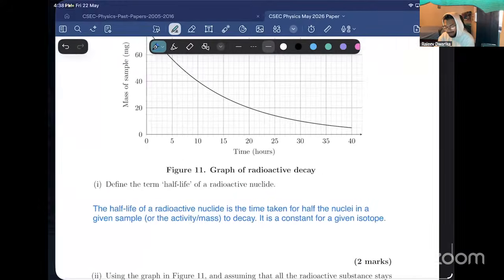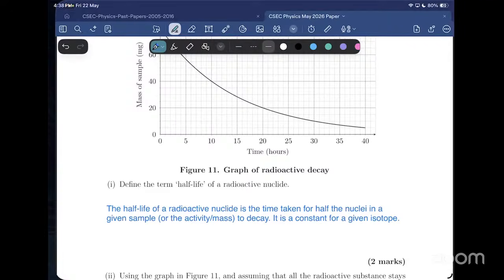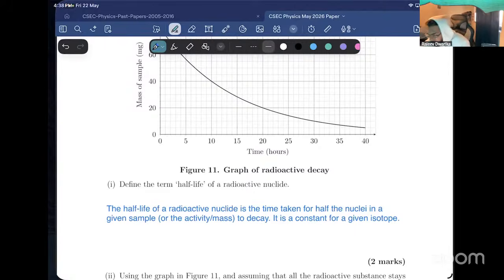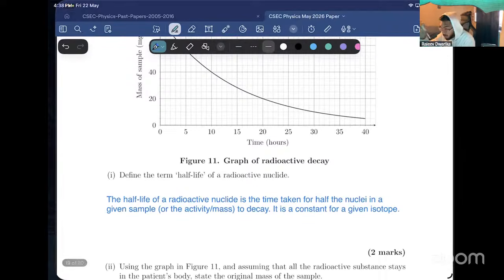A more concise definition would be: the half-life of a radioactive nuclide is the time taken for half the nuclei in a given sample, or the activity or mass, to decay. It is a constant for a given isotope. If you put some of the keywords, you'll still get a mark. If you have a radioactive nuclide, it will decay, and we're just trying to measure the time it takes to decay to half its original quantity.